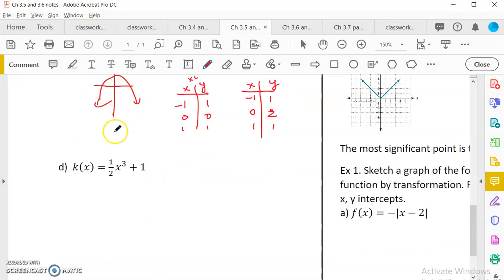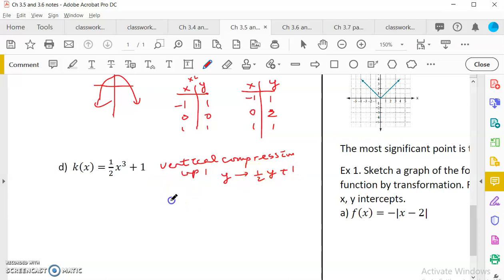The last one, one half x cubed plus 1. What kind of transformation do we have? We have a multiplication by one half, which is a vertical compression. So again, also vertical, compress. And we know that for vertical, we always do the compression first before we move up and down. And then this is an up 1. So my y changes, right? The y becomes one half y and then add 1.